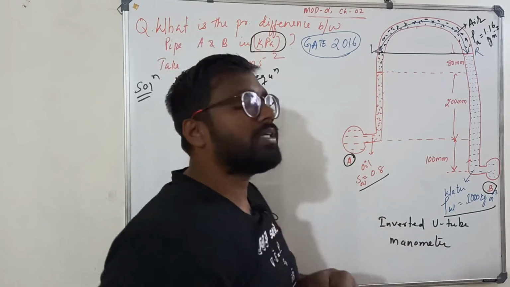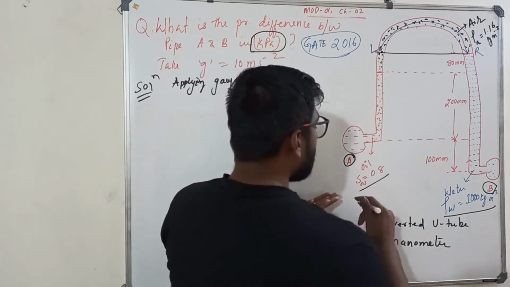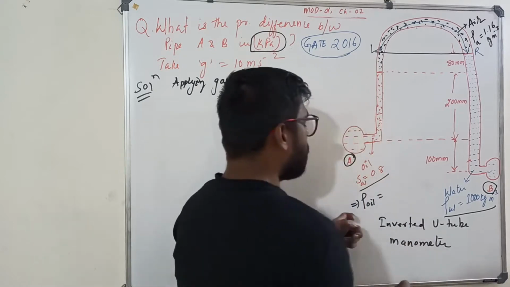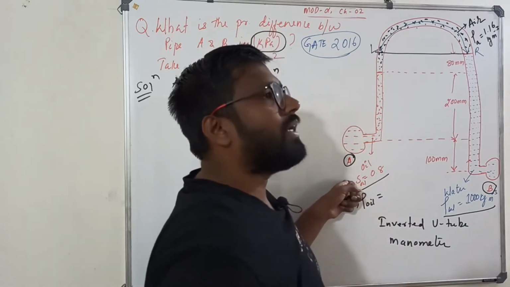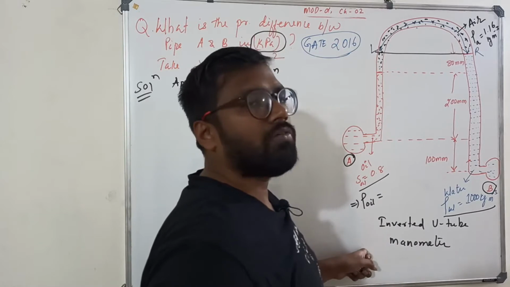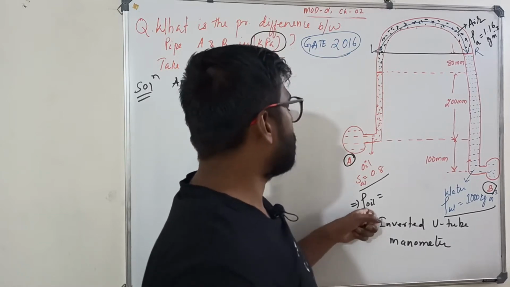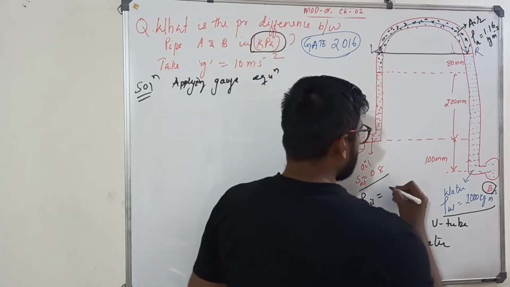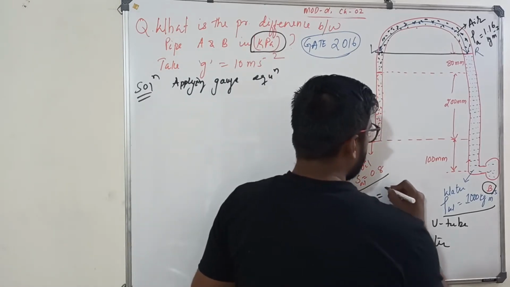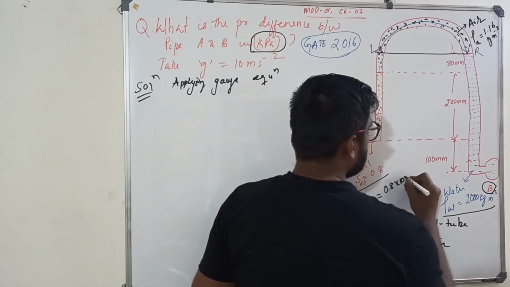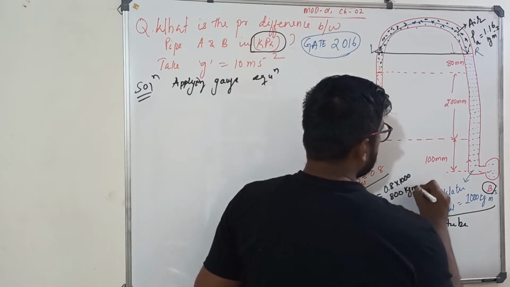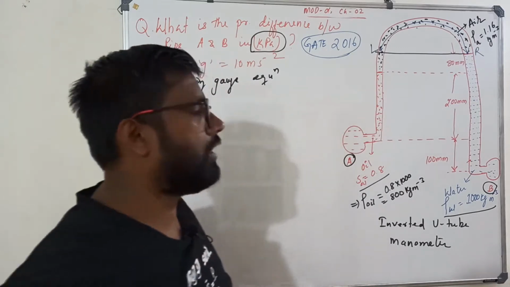So everything you convert in terms of SI unit. S oil is 0.8. So what is the density of oil? Specific gravity is density of oil by density of water. So density of oil equals S of oil into 1000. If I multiply 0.8 into 1000, how much will I get? 800. 800 kg per meter cube is the density of oil.